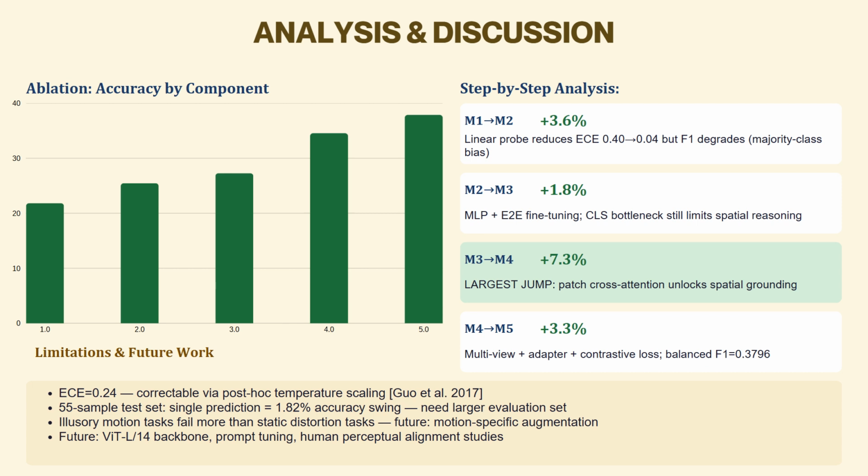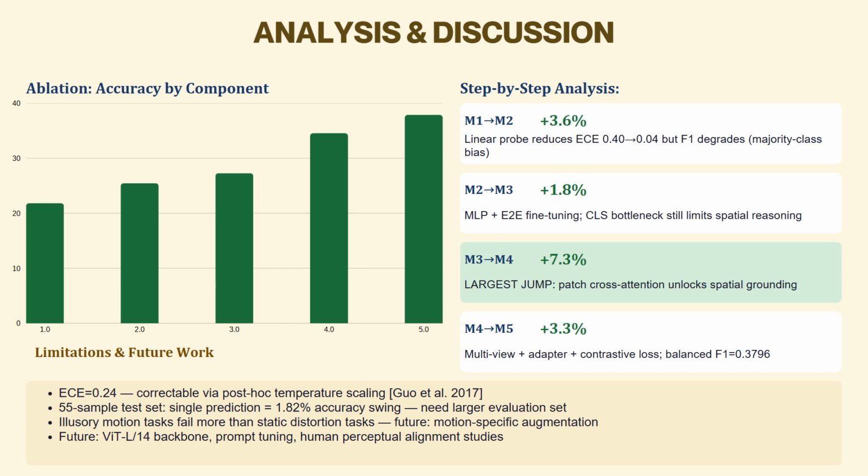So lastly is analysis and discussion. Moving from zero-shot to a linear probe gives a 3.6 accuracy gain and dramatically reduces calibration error. F1 macro degrades, though. From M2 to M3, adding an MLP yields only 1.8%. The bottleneck is the 512-dimensional CLS vector.